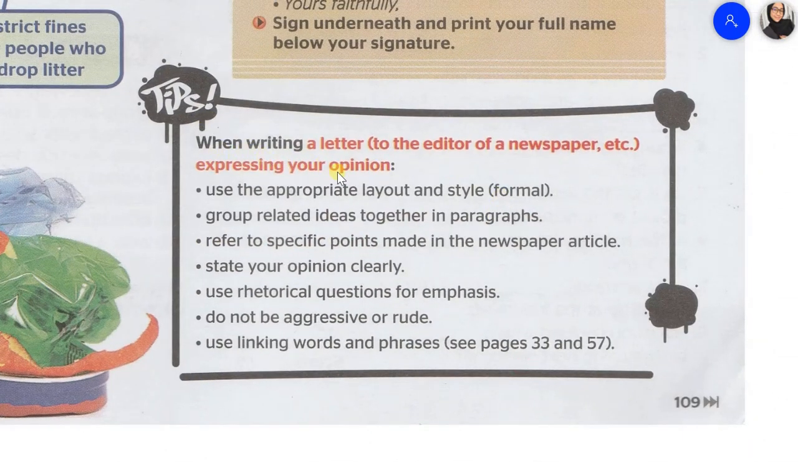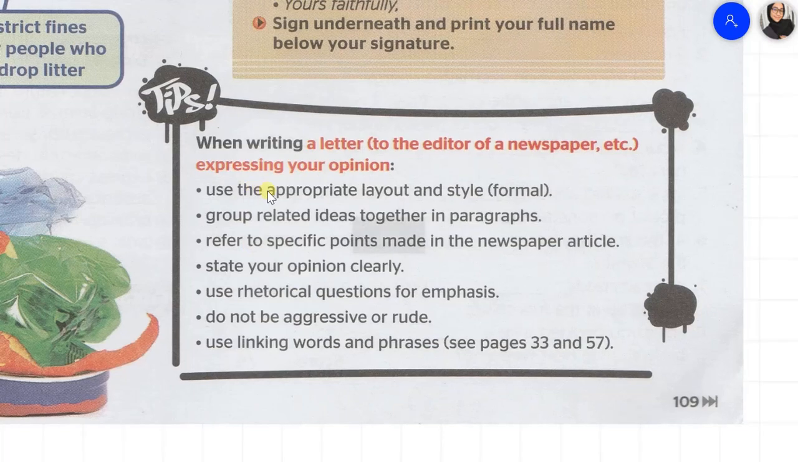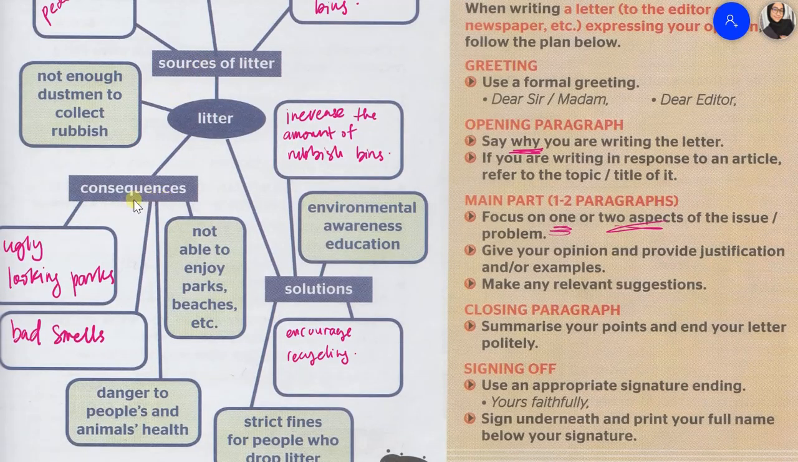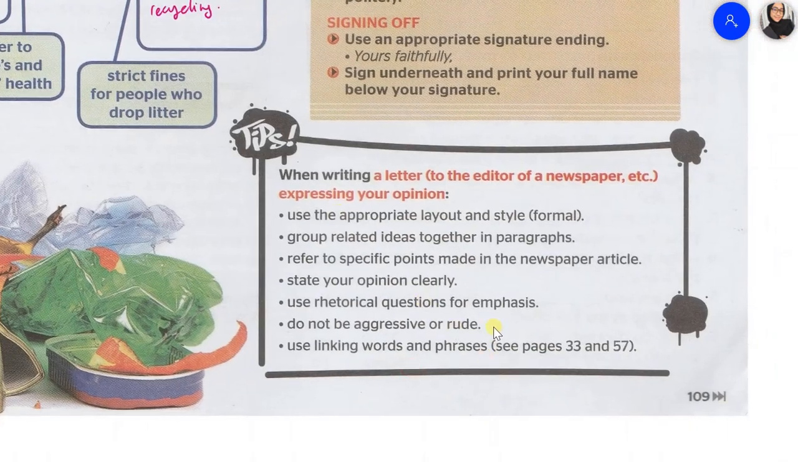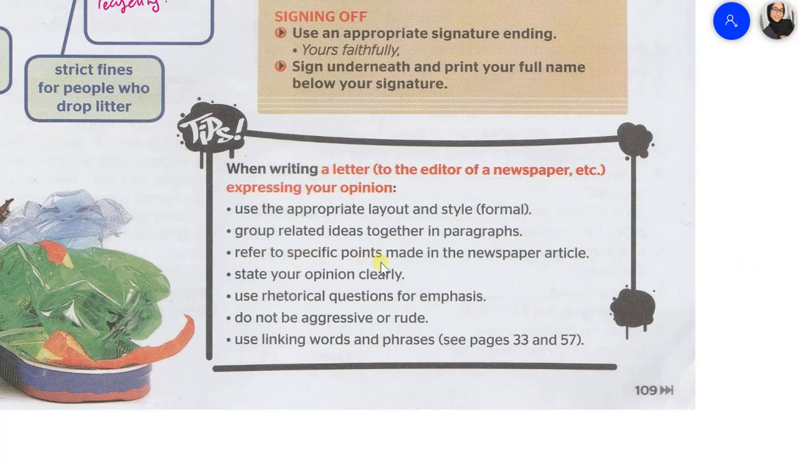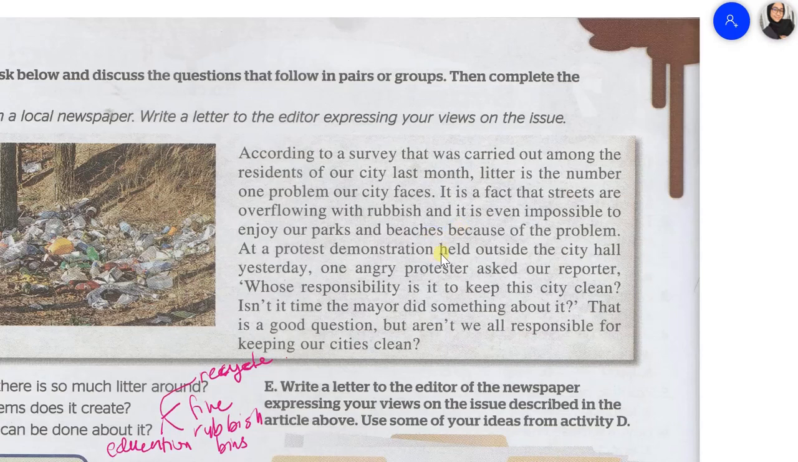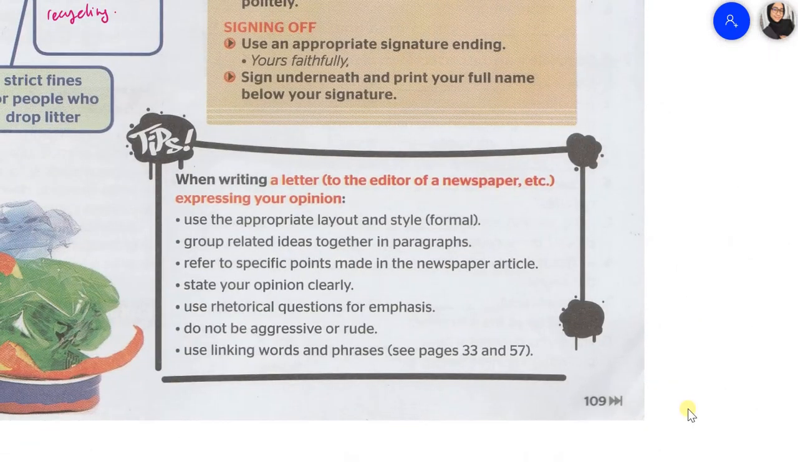Now let's read the tips here. When writing a letter to the editor of a newspaper and so on, expressing your opinion, you need to first use the appropriate layout and style, formal style, as we have seen. Group related ideas together in paragraphs. For example, related ideas are the source of litter and consequences. This could be in one paragraph, and that could be in another paragraph. And then refer to specific points made in the newspaper article. What are the specific points made in this article? It's the litter issue, rubbish issue, overflowing with rubbish. There was a demonstration at City Hall, right? Who is responsible for this? So the main issue of the newspaper cutting is the littering issue.